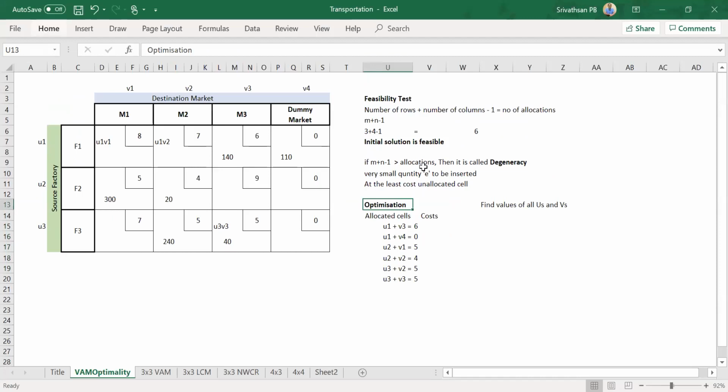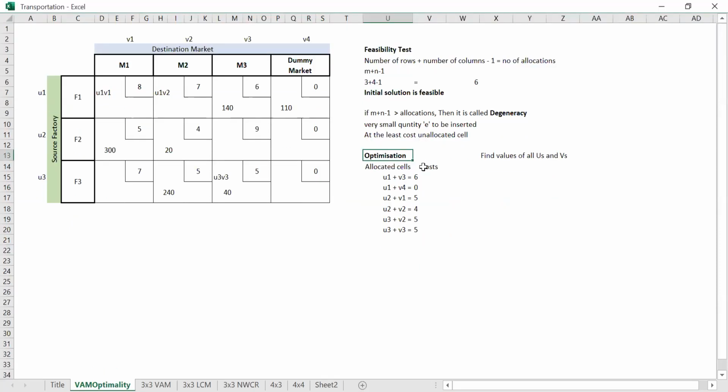So when you are writing it, you write it this way. For different allocated cells, the associated costs, and convert these into equations. So U1 plus V3 is equal to 6, U1 plus V4 is equal to 0, and so on and so forth. So this is how you convert it into equations and find the values of U's and V's. When you have so many variables and associated equations and values, how to start finding the solution? So let's start with U1 equal to 0.